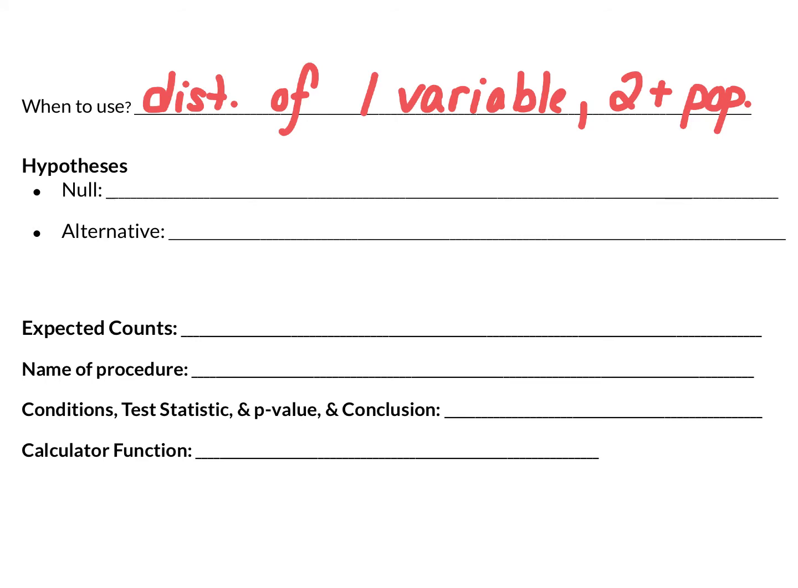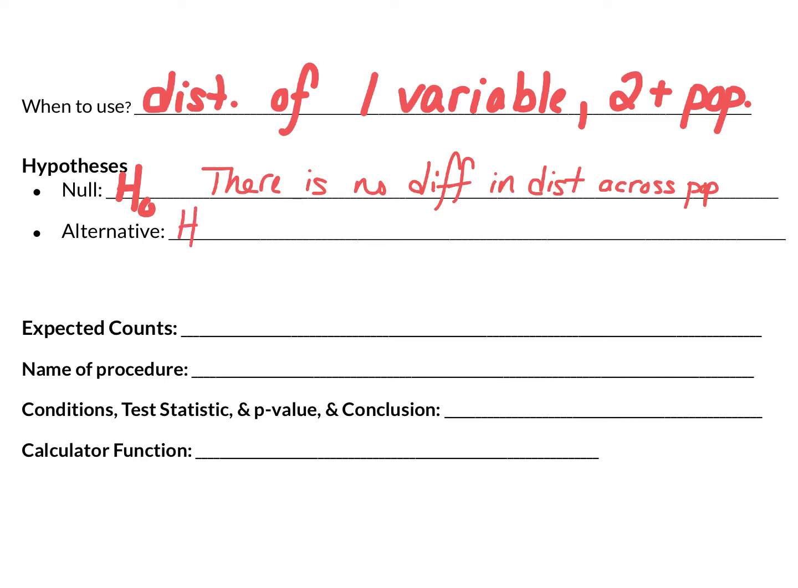A telltale sign is that you're going to be given a two-way table, but there's another chi-square test for two-way tables. Now, your hypotheses are going to be statements again, sentences. And for your null, this is where we usually have a test of, or a claim of no difference. So we say there's no difference in the distribution of the variable across your populations. And in the alternative, there is a difference in the distribution across populations.